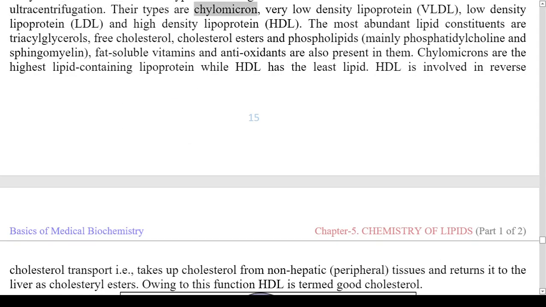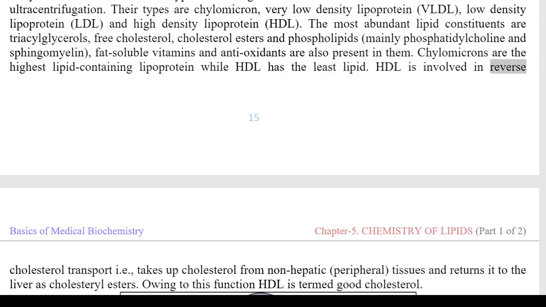Their types are chylomicron, very low density lipoprotein (VLDL), low density lipoprotein (LDL), and high density lipoprotein (HDL). The most abundant lipid constituents are triacylglycerols, free cholesterol, cholesterol esters, and phospholipids, mainly phosphatidylcholine and sphingomyelin. Fat-soluble vitamins and antioxidants are also present in them. Chylomicrons are the highest lipid-containing lipoprotein while HDL has the least lipid.